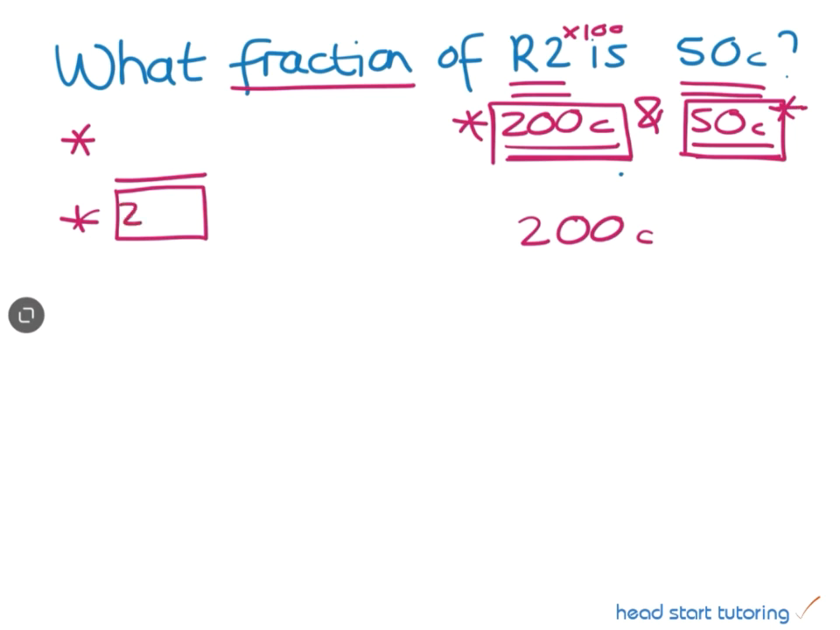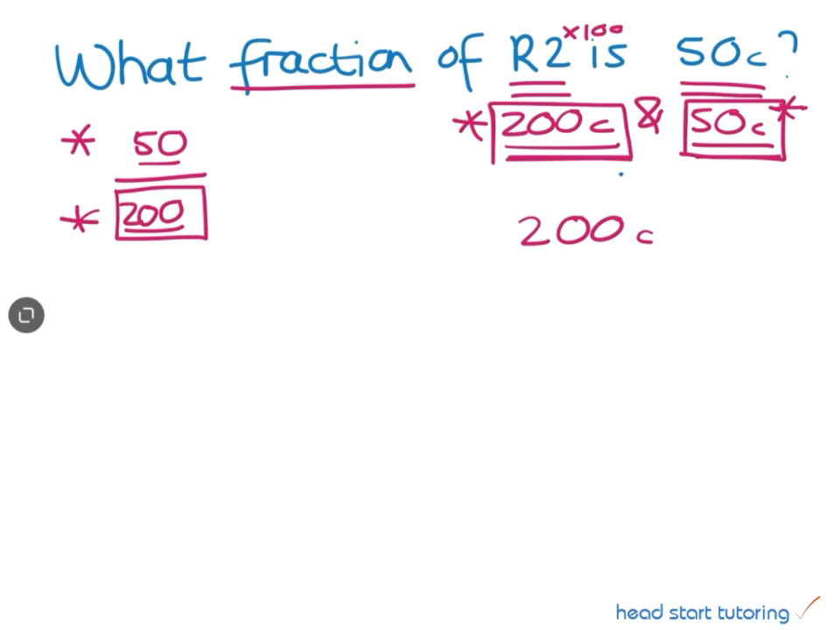So your denominator will always be the bigger number, so the number that you could have had, and the numerator will always be the number that you actually had. So I spent 50 cents out of my 200 cents. So what fraction of 2 rand is 50 cents? It's 50 over 200. It's as simple as that.